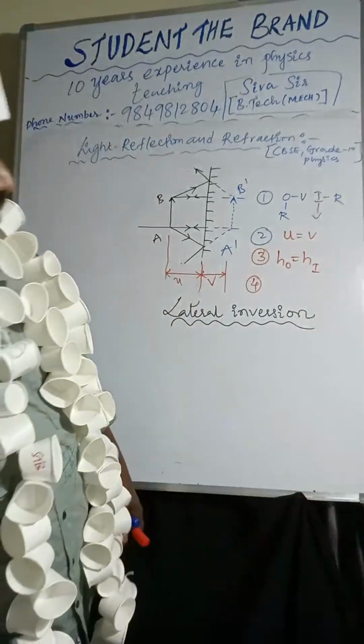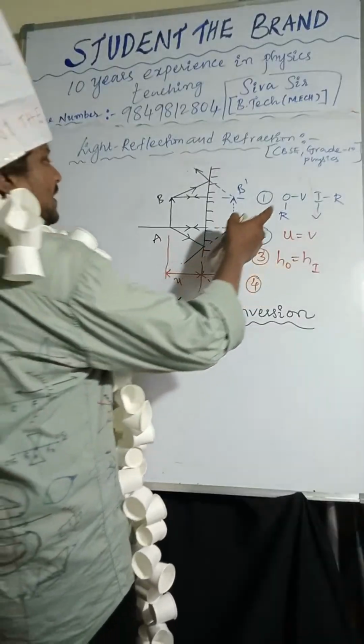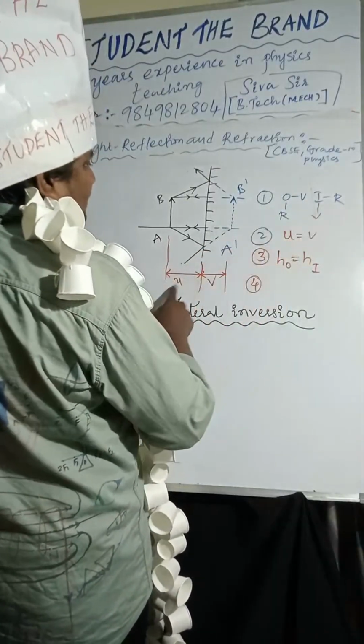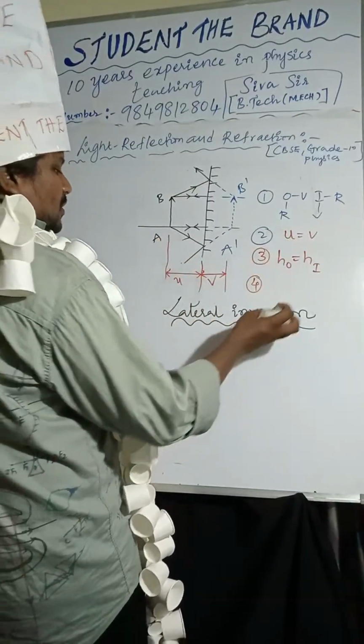Okay, next one, we are going to one more. So object is real, image is virtual. Object distance is equal to image distance. Height of the object is equal to height of the image, and it also shows lateral inversion.